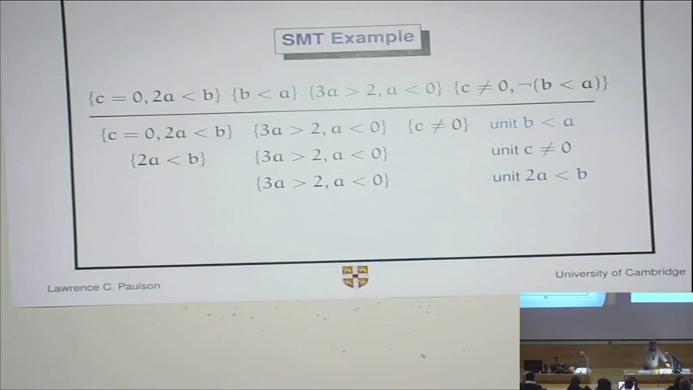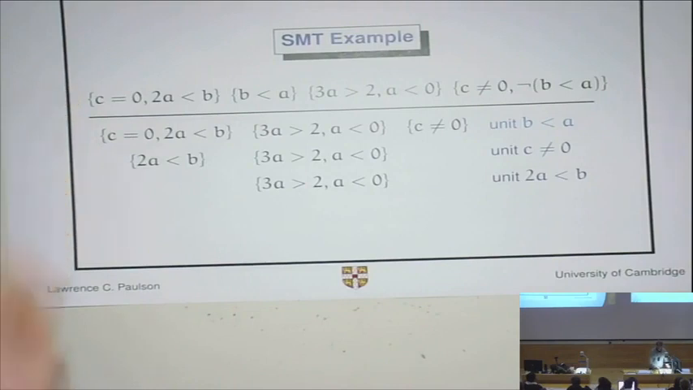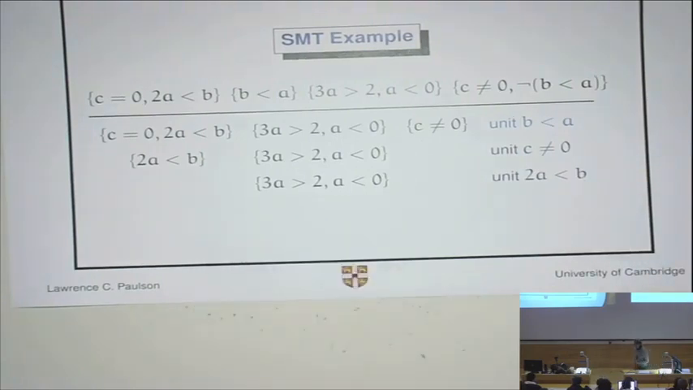So we ran DPLL, treating each of these weird things as a propositional letter, and we got a model in which we said, well, B is less than A, C is non-zero, 2A is less than B. And then we thought, okay, everything is true. Wait.